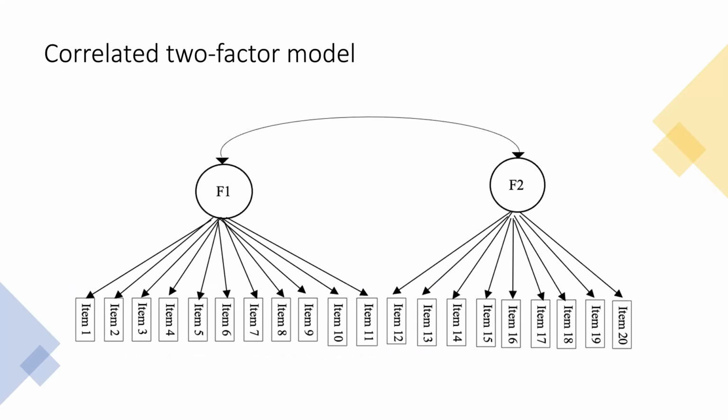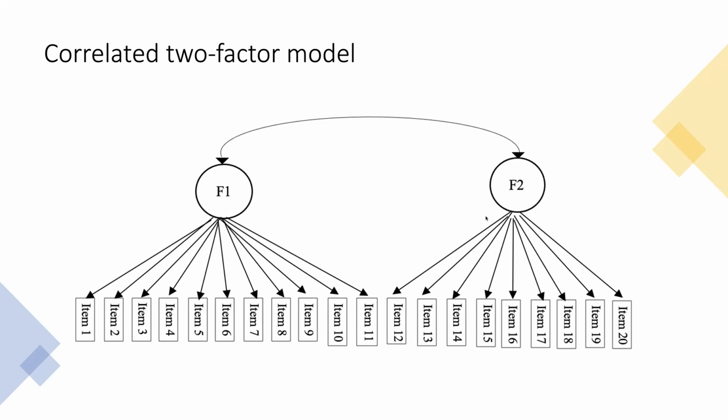And so this is, ideally, what I thought of before I ran any analysis. I would have the first 11 questions loading onto the first factor, so they can be grouped together into one factor. And then the next 9 questions can be grouped into a second factor.